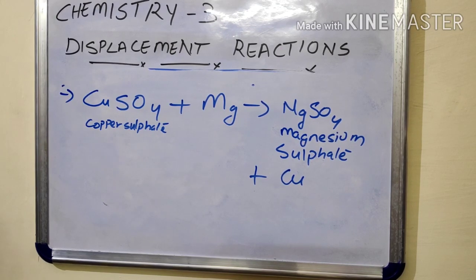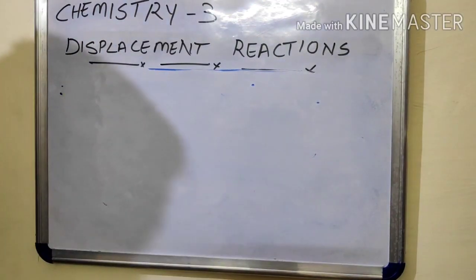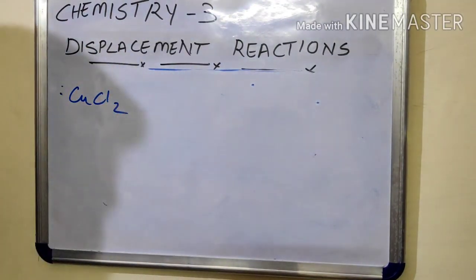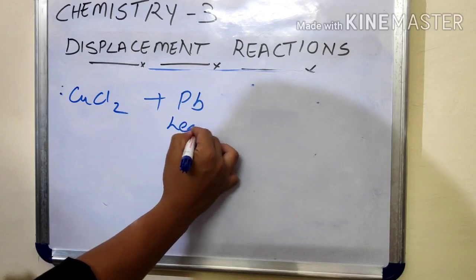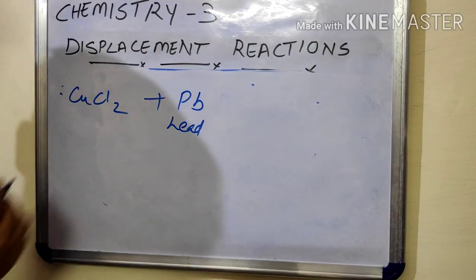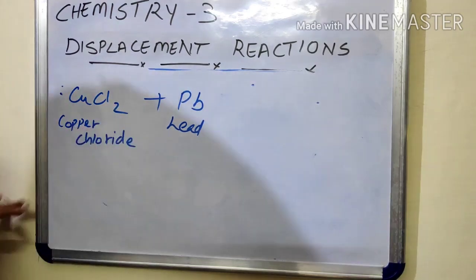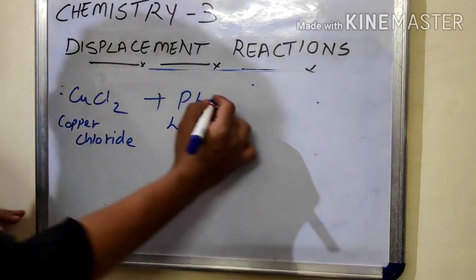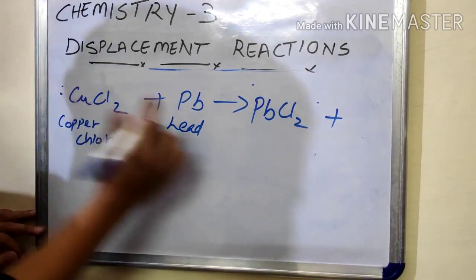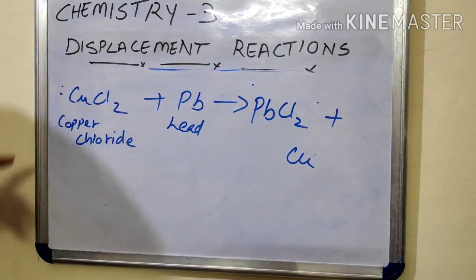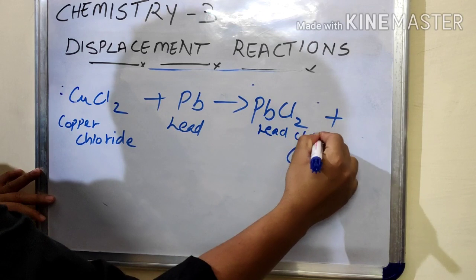Similarly, let's look at more examples. CuCl2 plus Pb. What is Pb? Pb is lead. This is copper chloride. Now these two react to give Pb, again cation Pb2 plus, so PbCl2 plus copper. Okay, you should know how to write all of these. This is lead chloride.